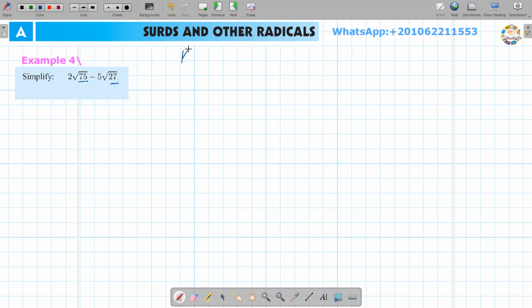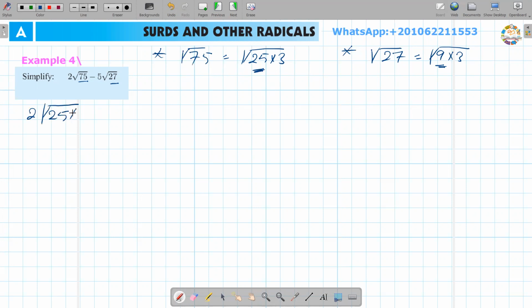Then, root 75, first of all, is equivalent to root 25 by 3. This is the first step. And notice that root 27 is equivalent to root 3 by something, which is, I think, 3 by 9, right? 3 by 9. And notice that 25 is a square number and 9 is a square number. Then it becomes 2 by root 25 by 3 minus 5 root 9 by 3.